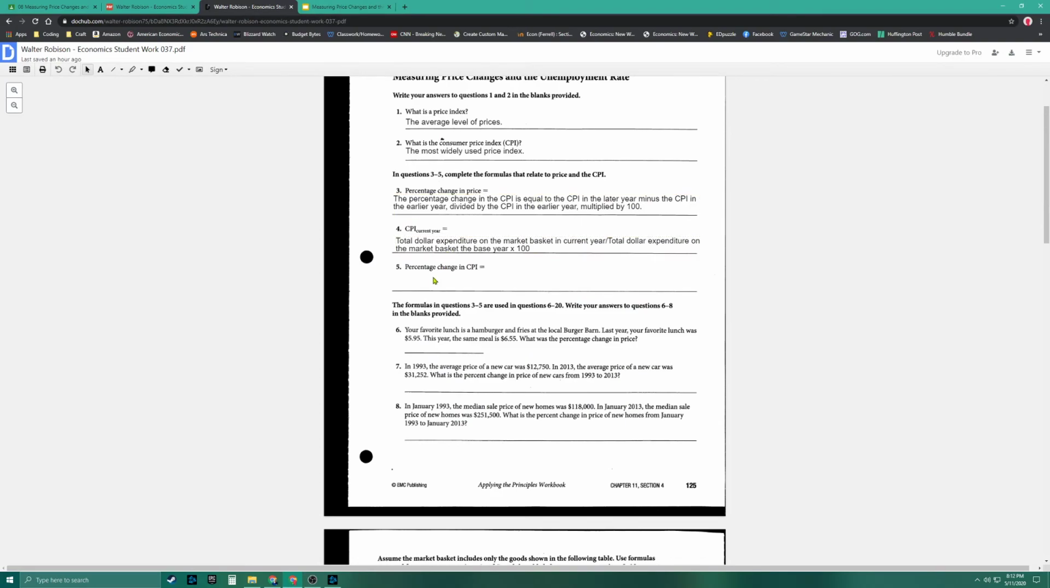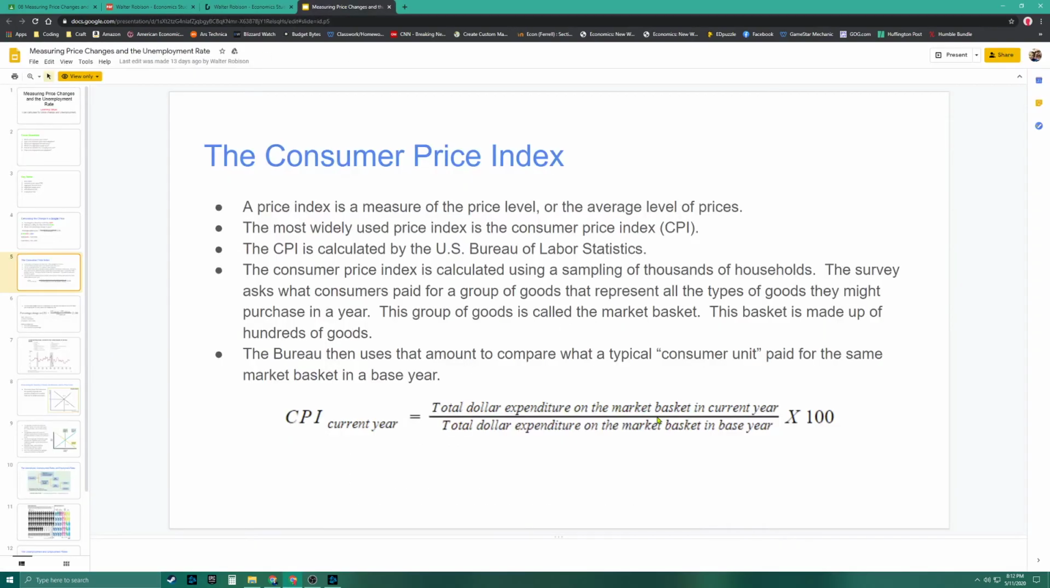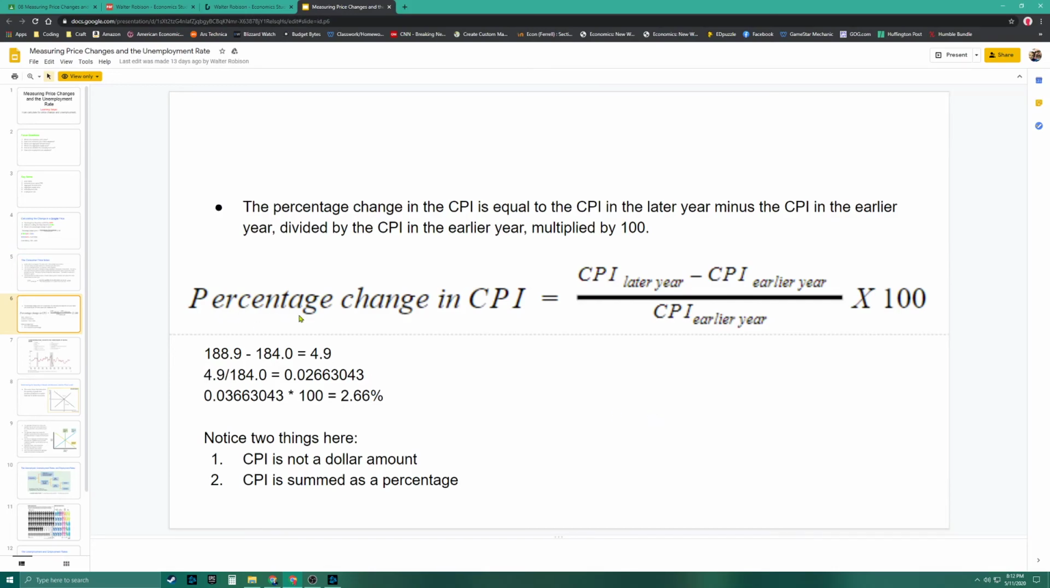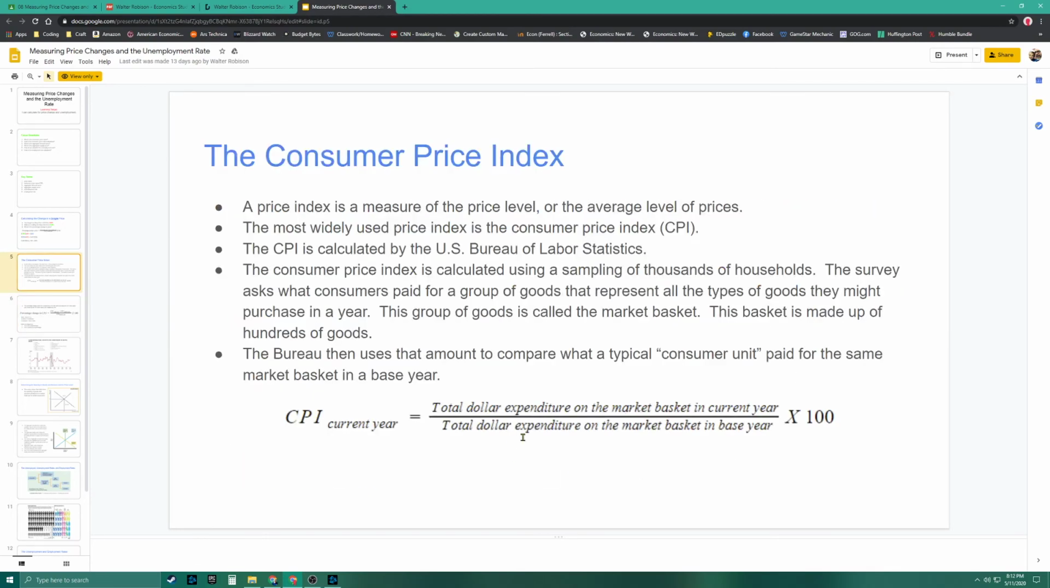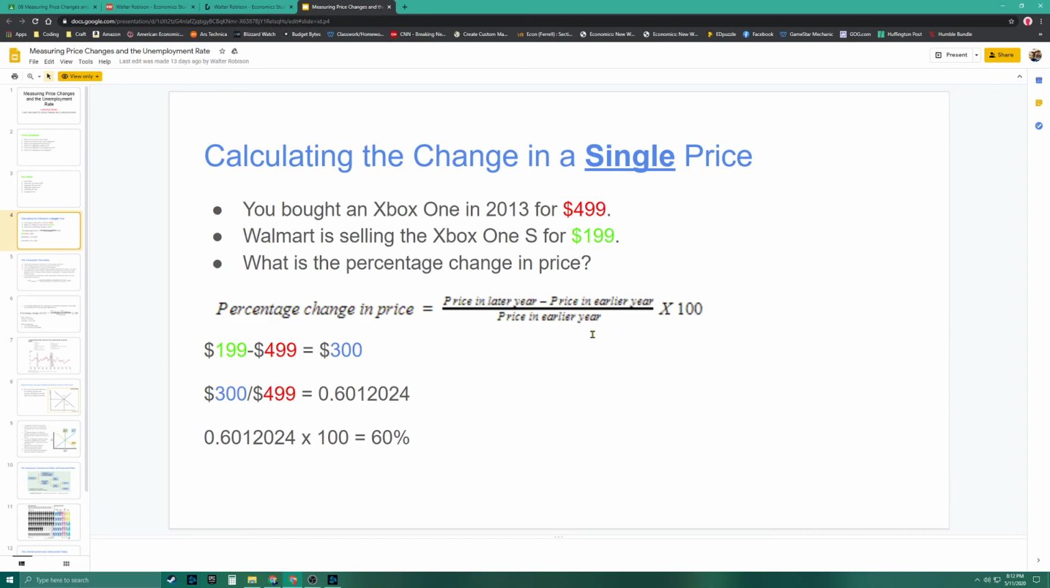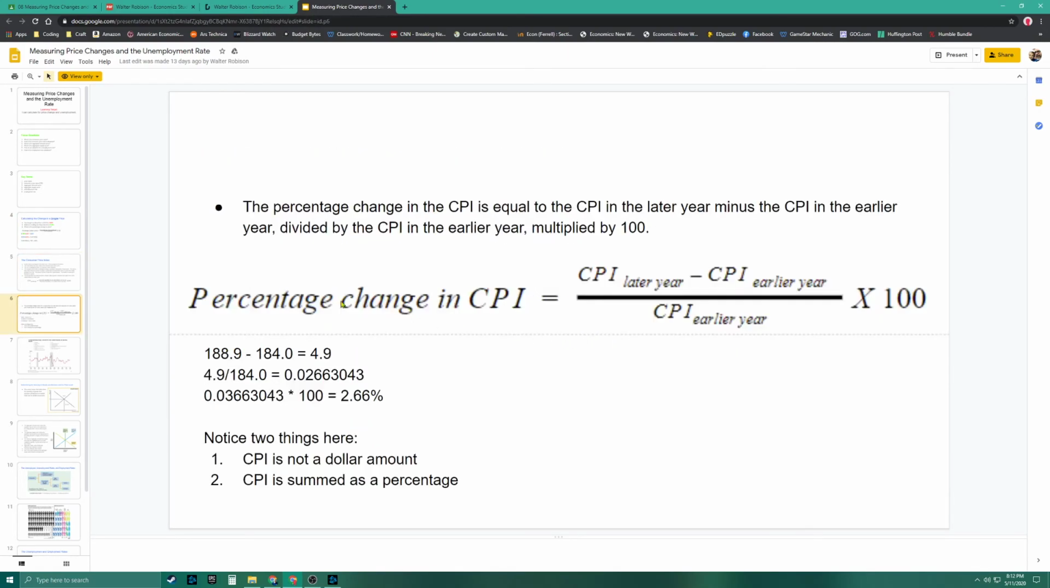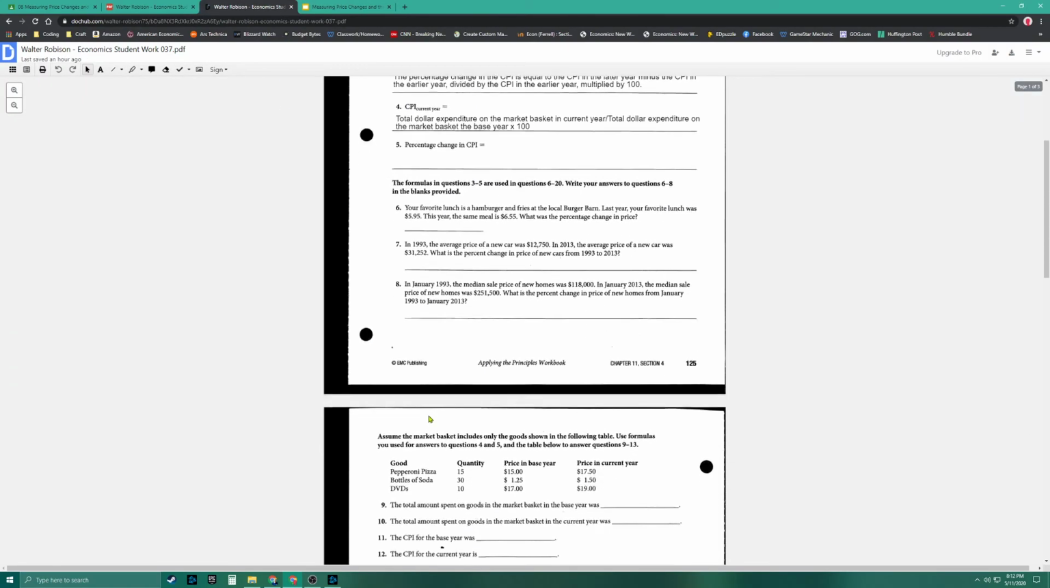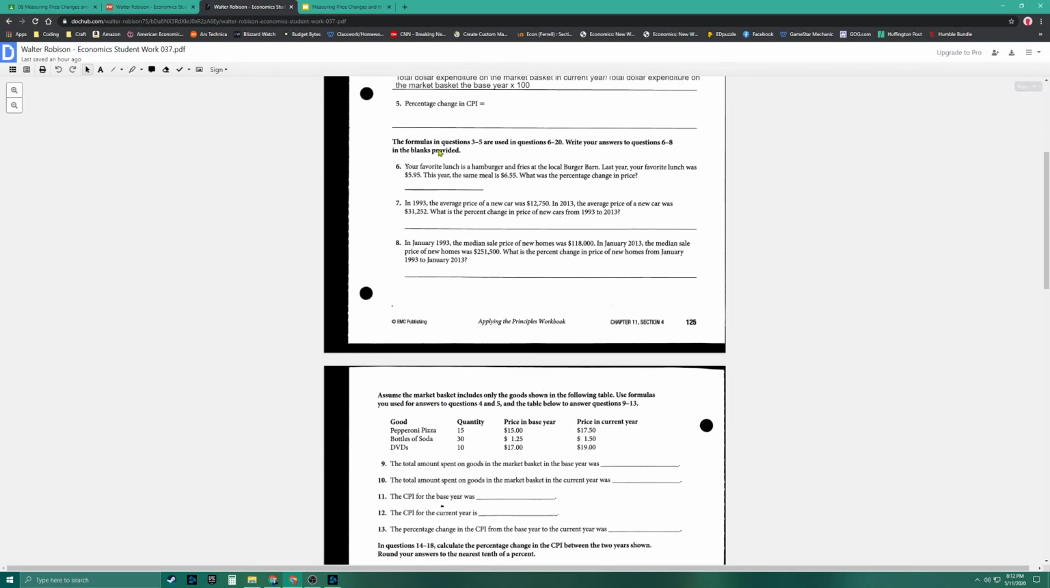All right, 5, percentage change in CPI. So that is right here. You got your percentage change in CPI. It's CPI latter year subtracted from CPI earlier, divided by CPI earlier, multiplied by 100. So they're the same, in essence, okay? The percentage change in price and the percentage change in CPI. All right, question 6. And again, you want to use the formulas from 3, 4, and 5 to figure out how to answer questions 6 through 20.